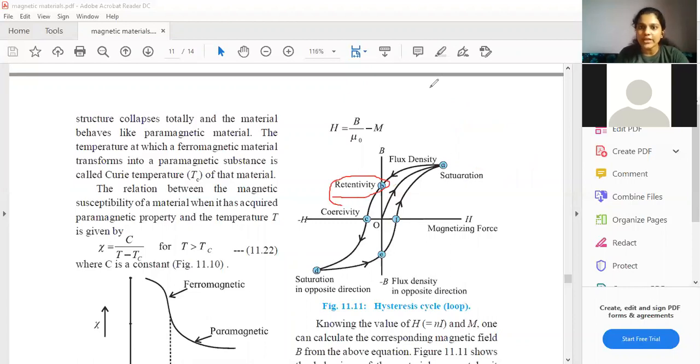Students, what you can do is somewhere over here write small b, put a comma, and write that here H is equal to 0 and B is not equal to 0. If you want to be more precise, besides H equal to 0, in brackets write I equal to 0. H is equal to n into I, so if I is 0, then H is 0. This part you have to write for the retentivity point.